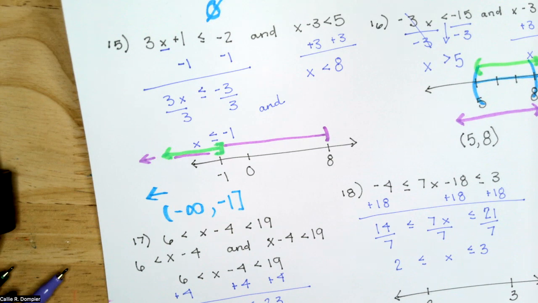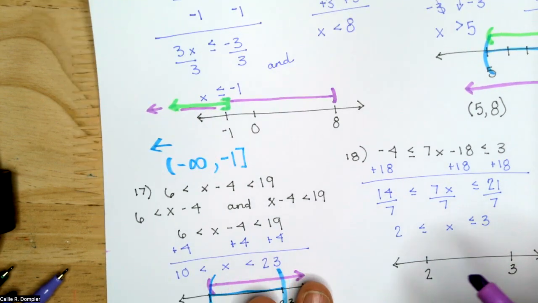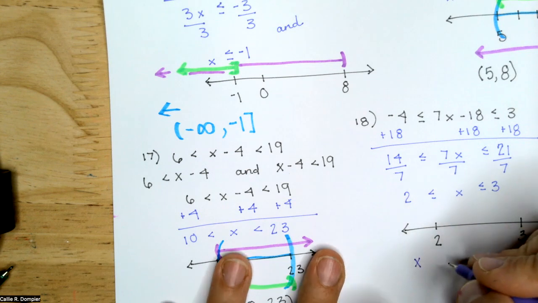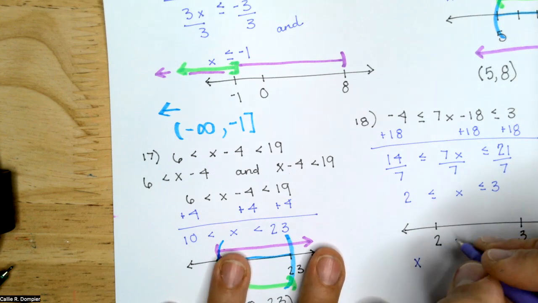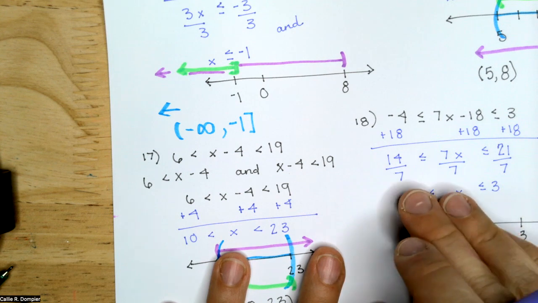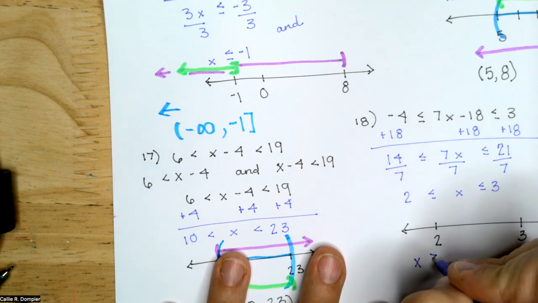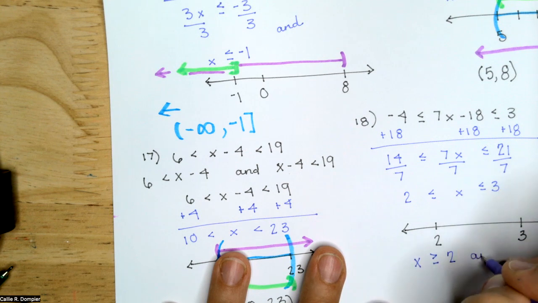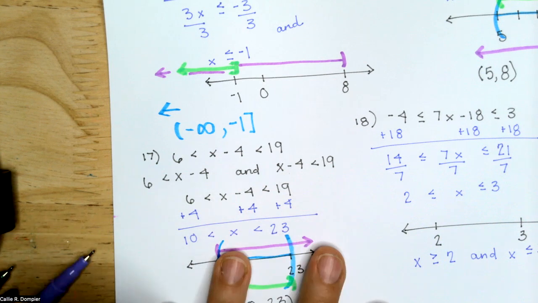So those are kind of a bit hard to read. I like reading them from left to right. You can even rewrite them if you like. So you can say, I like reading them with x always on the left. So I would flip that sign because I'm going to flip the whole thing over. X is greater than or equal to 2. And x is less than or equal to 3. That makes it easier for me to read.